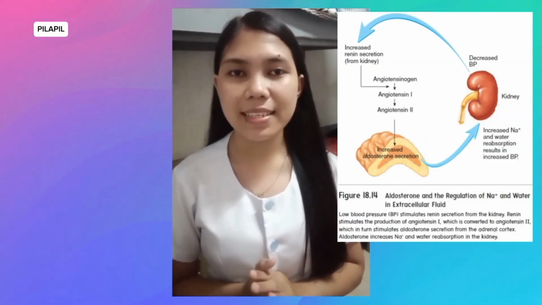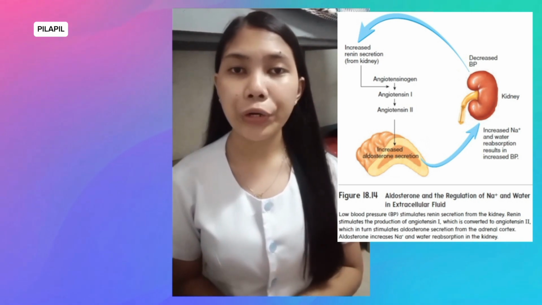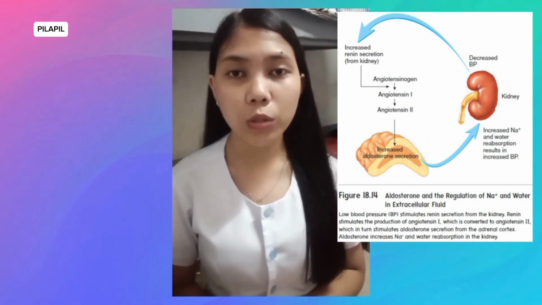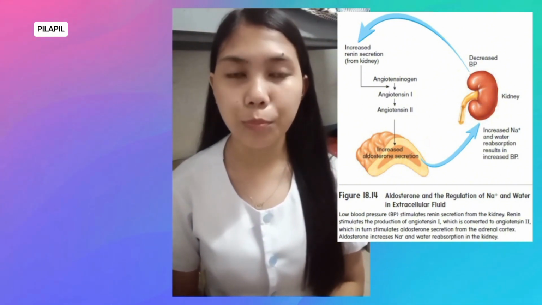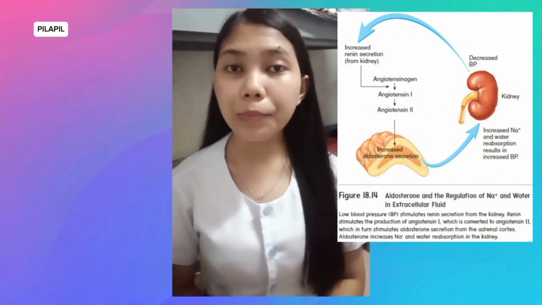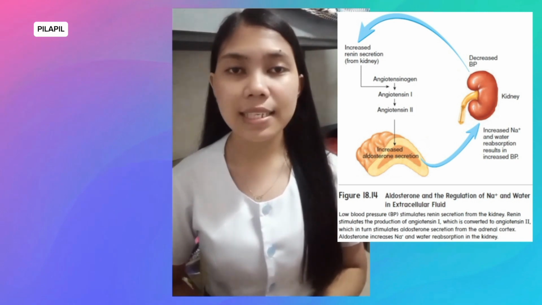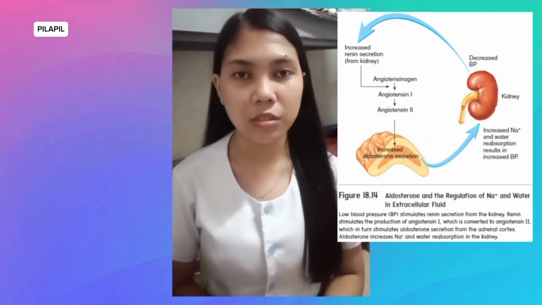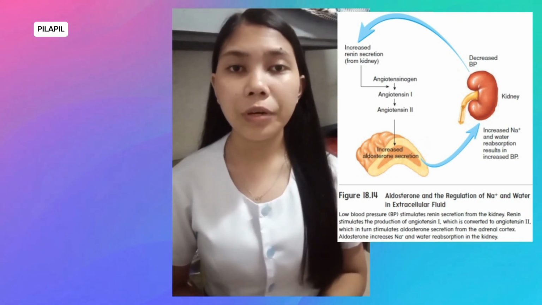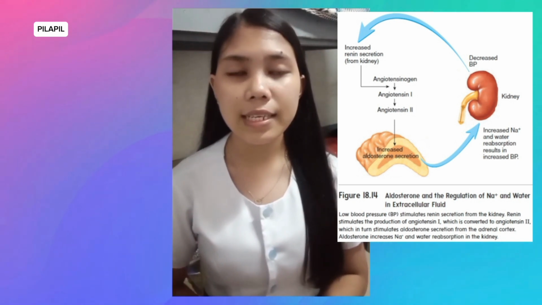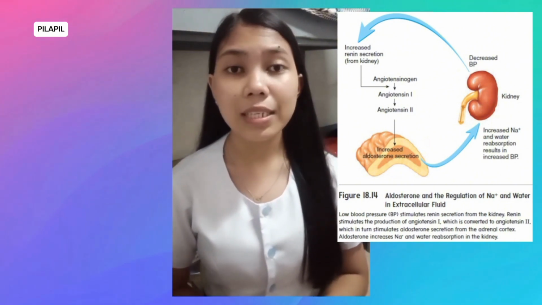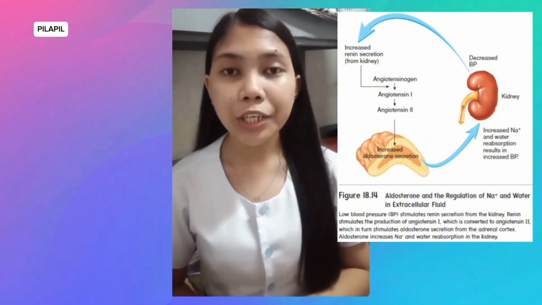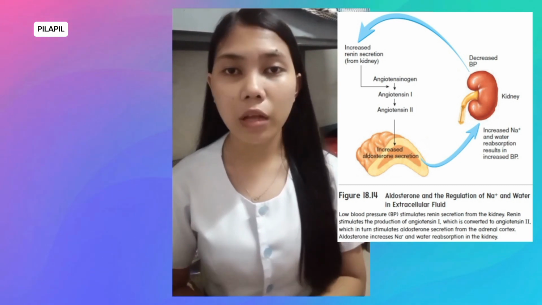Our story begins in the kidneys, where specialized cells called juxtaglomerular cells monitor blood pressure. When blood pressure drops, these cells spring into action. The juxtaglomerular cells release an enzyme called renin into the bloodstream. This occurs in response to reduced stretch of the arteriole, which supplies blood to the kidneys.